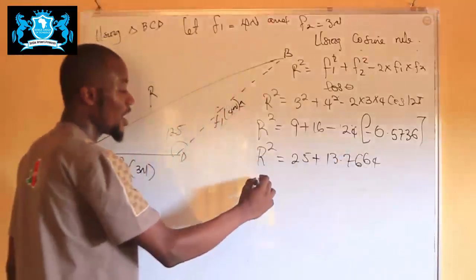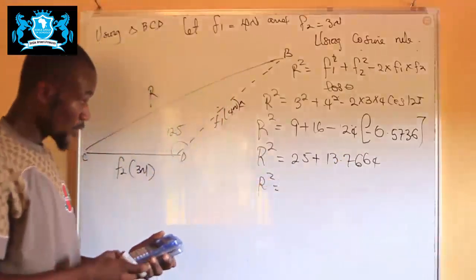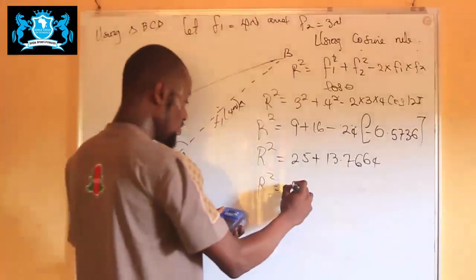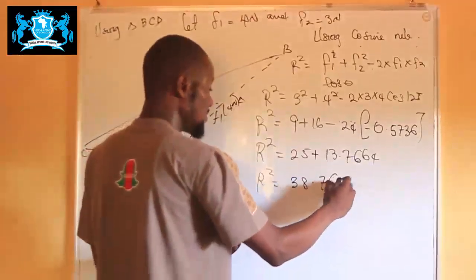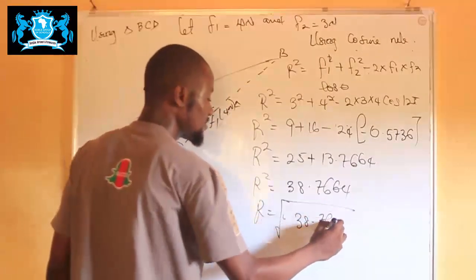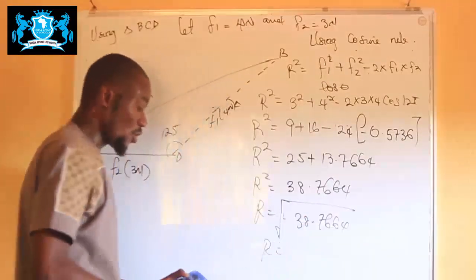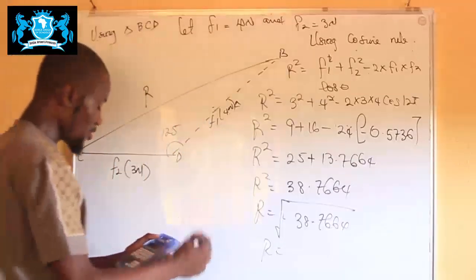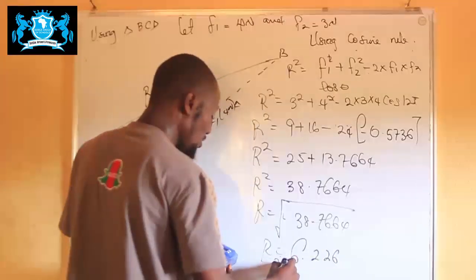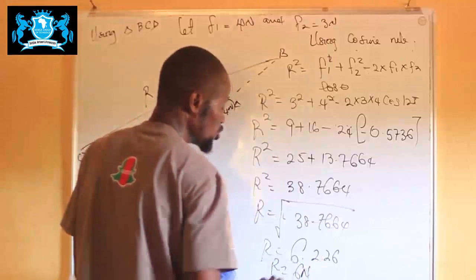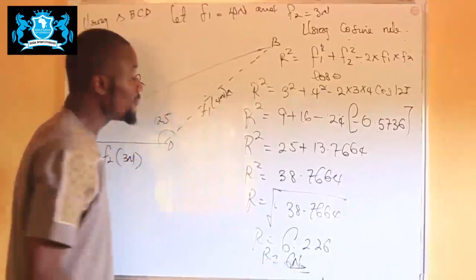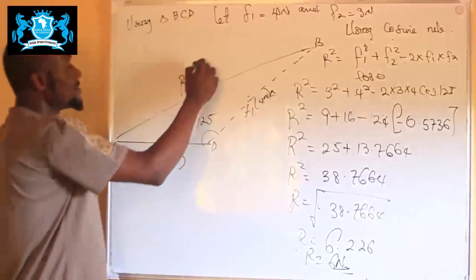We'll be having 13.7664. So when you have r square equals 25 plus 13.7664, we now have that r square equals 38.7664. Now r will become the square root of 38.7664. The square root of the answer you have there is 6.226. So r now is approximately 6 newtons. When you approximate to the nearest whole number, r is 6 newtons. So the resultant force we are looking for is 6 newtons.